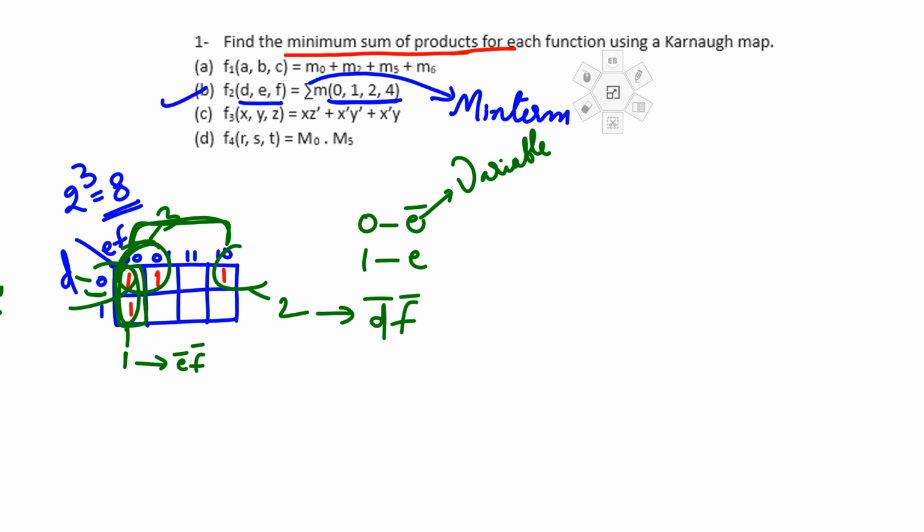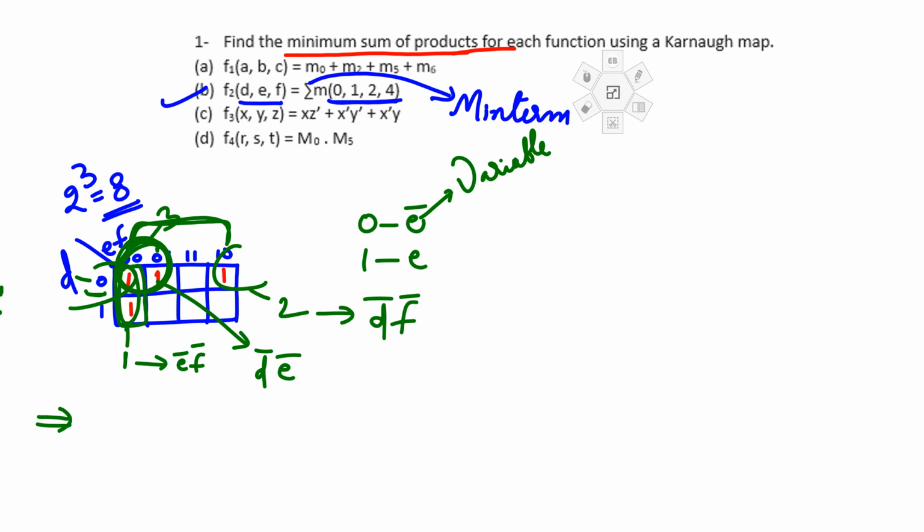Then what about the third one? The third one is this one. So we will get the expression for this. It is the 0th row, so that means D bar, and then this 0 0 and 0 1. This 0 is common, so that is E bar. So this is the final one.